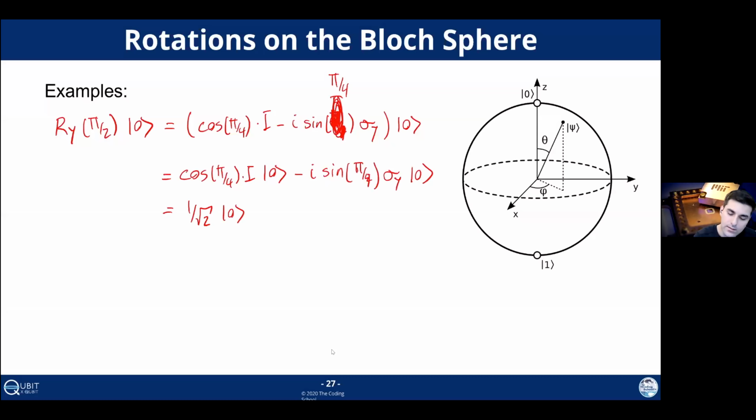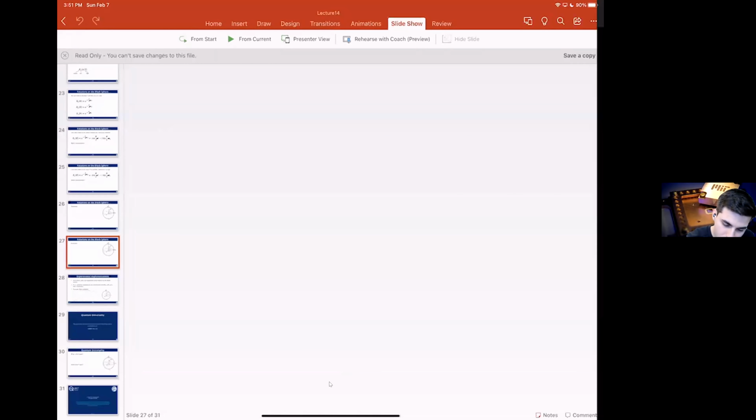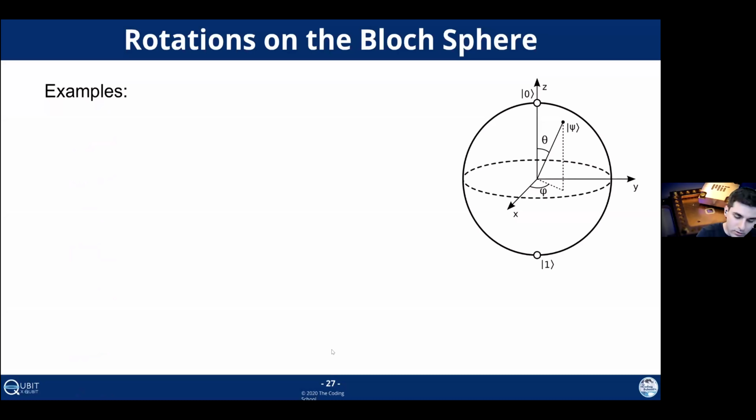And okay, this second part. So sigma y acting on the 0 state gives me i times the 1 state. And here I'm going to have i times minus i, which gives me plus 1. And then the sine of pi divided by 4 is just 1 divided by square root of 2.